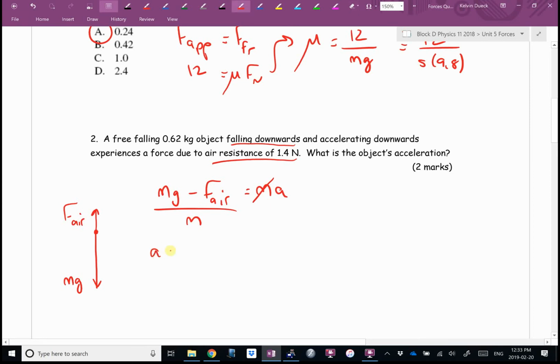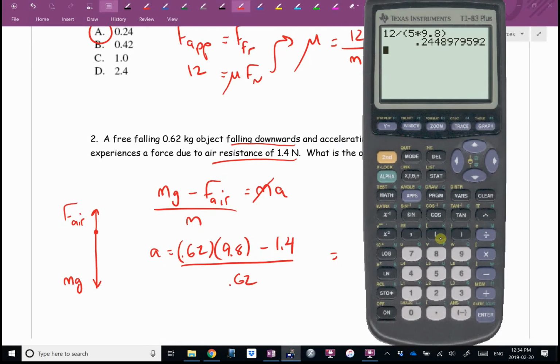So I'm going to go to numbers now. M, 0.62, G, 9.8, minus 1.4. Do I need to multiply that by 9.8? No, they gave it to me in newtons. It's a force. Divided by 0.62. I have no idea what the answer is. 0.62 times 9.8 minus 1.4 divided by 0.62. Since there is more than one thing on the top, I put brackets around the top.